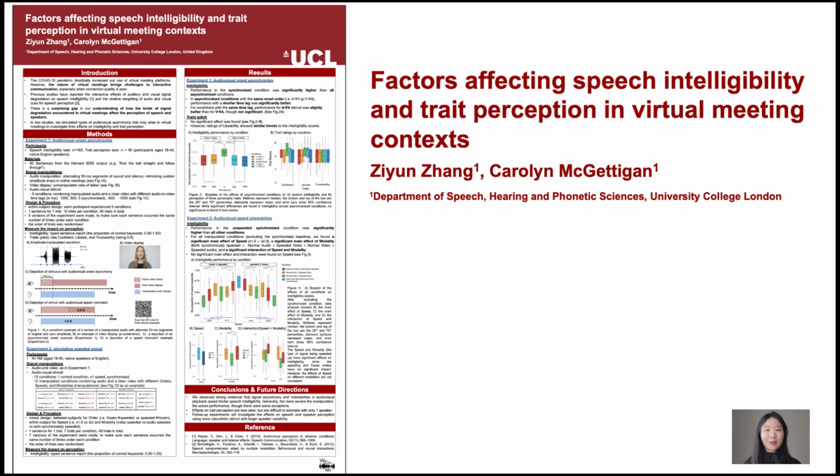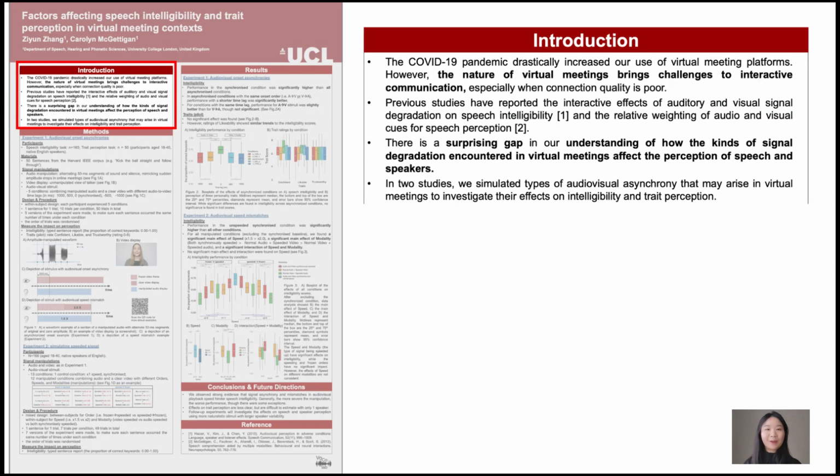In this poster, I'm presenting our work investigating the factors affecting speech intelligibility and trait perception in virtual meeting contexts. Due to the COVID-19 pandemic, we frequently use virtual meeting platforms as a replacement for in-person interaction. However, the nature of virtual meetings brings challenges to interactive communication, especially when connection quality is poor.